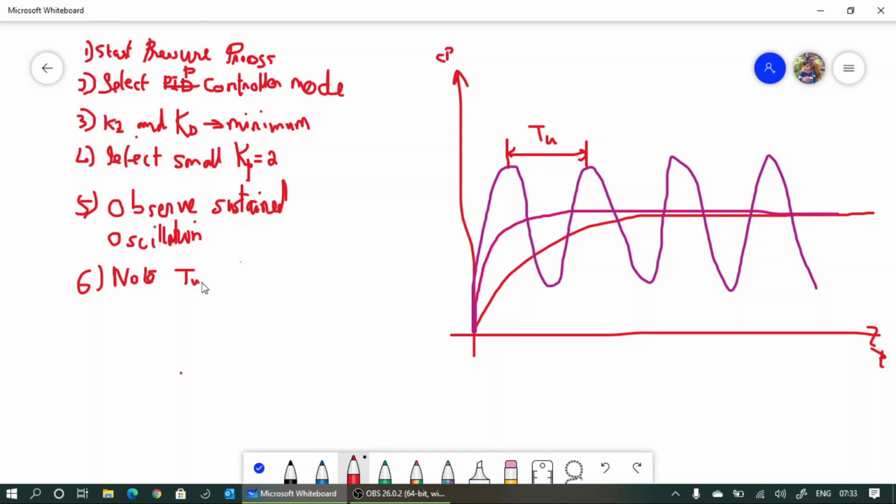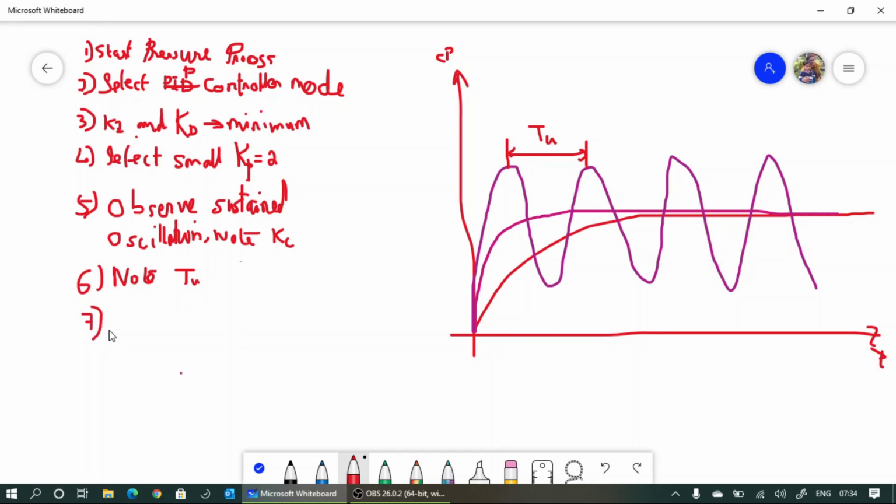So by using this Kc, one more step is to note Kc, that is the critical gain. So now note Tu, the period of ultimate oscillation. Now we can tune the control mode.